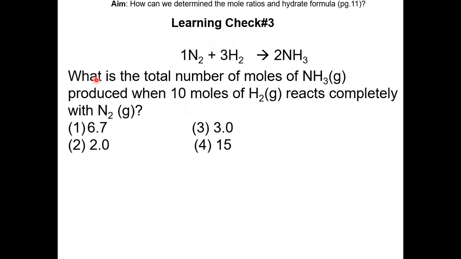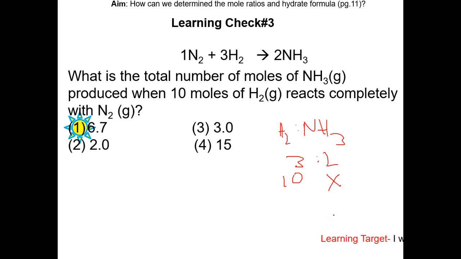Learning check number 3. What's the total number of moles of NH3 produced when 10 moles of H2 reacts completely with N2? Pause the video and resume once you want to see the answer. So the answer is choice 1. The mole ratio between H2 and NH3 is a 3 to 2 ratio. If we have 10 moles of H2, how much NH3 can we produce? If you cross multiply and solve for X, you get X is 6.7 moles.